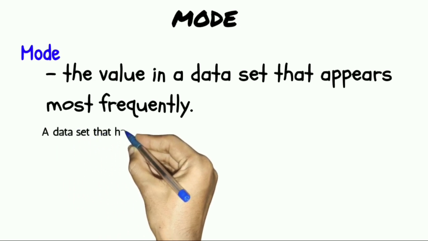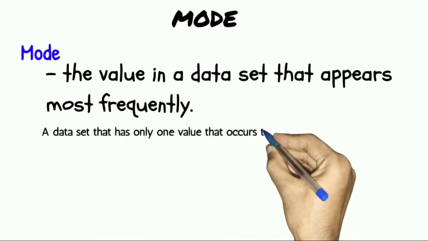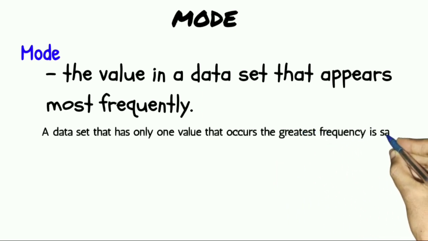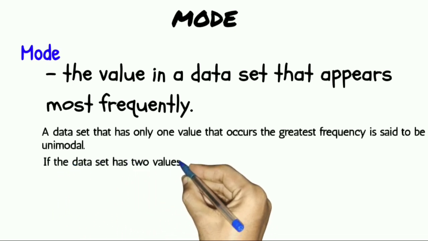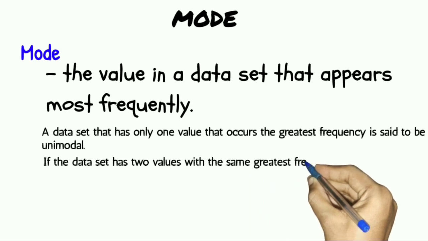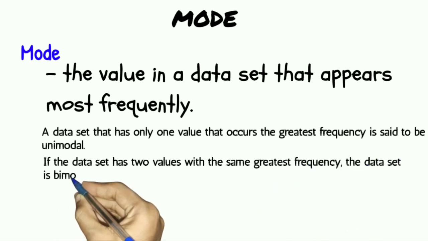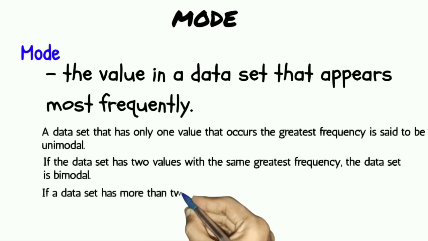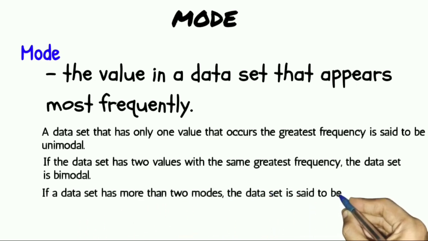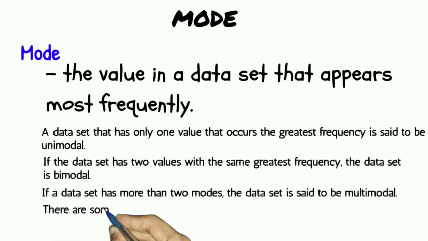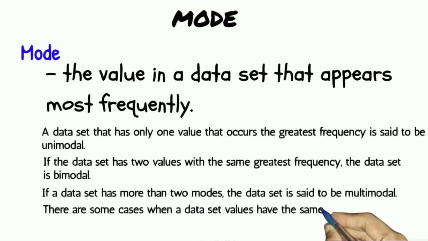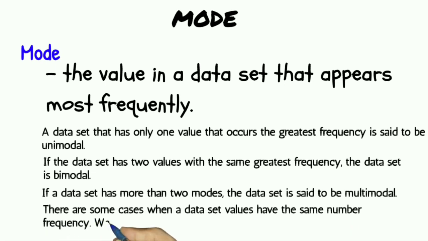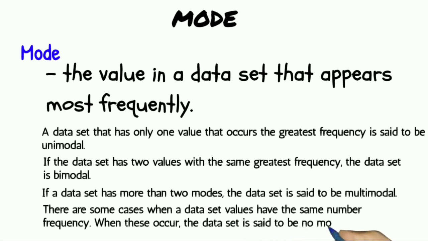A data set that has only one value that occurs with the greatest frequency is said to be unimodal. If the data set has two values with the same greatest frequency, the data set is said to be bimodal. If a data set has more than two modes, the data set is said to be multimodal. But there are some cases when the data set values all have the same frequency. When this occurs, the data set is said to have no mode.